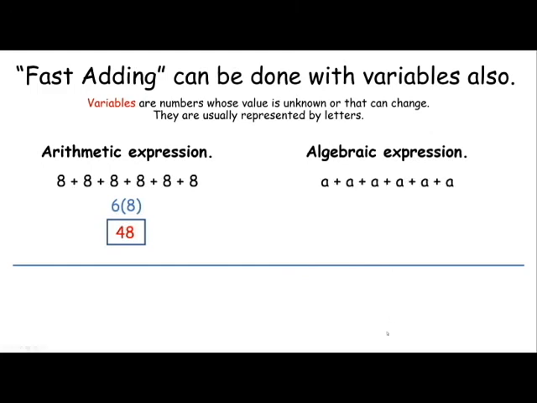A plus A plus A plus A plus A plus A. Notice I'm adding 1, 2, 3, 4, 5, 6 numbers together, but I don't know what those numbers are. These could be 8s, like over here on the left. They could be 2s. They could be 3s. We have no idea. These could be anything in the world.